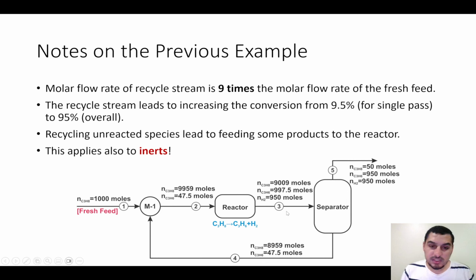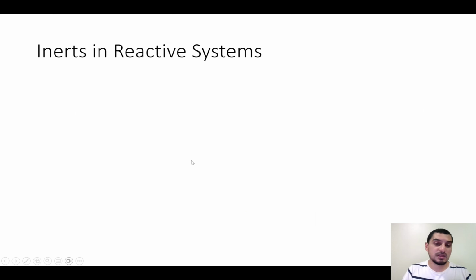And one thing that we mentioned, which is an important point, is that there is a product, which is propylene, that's fed to the reactor, while the fresh feed is free from propylene. And this propylene that entered the reactor is a result of the separation. The separator is not 100% efficient, so there is some propylene that is returned back to the reactor. So this is a very, very common case, and it's very common also in case of inerts, and this is what I'm going to be covering in this video.